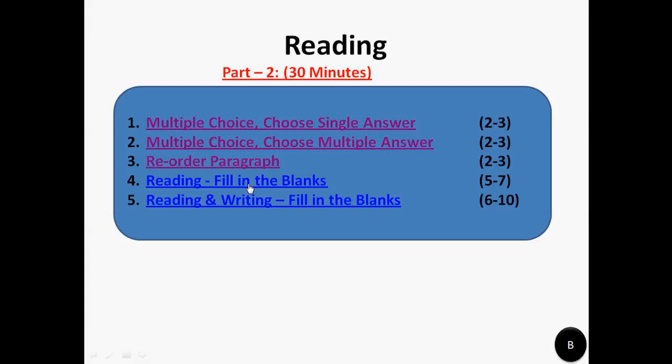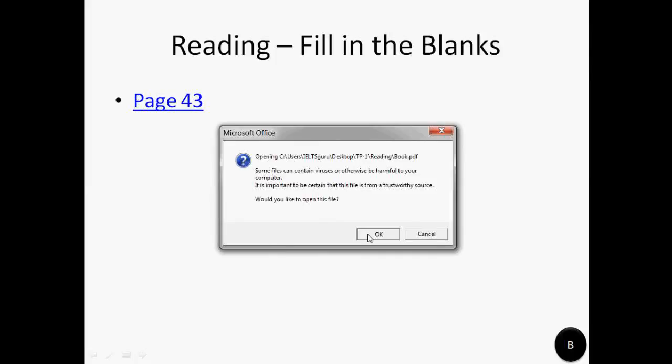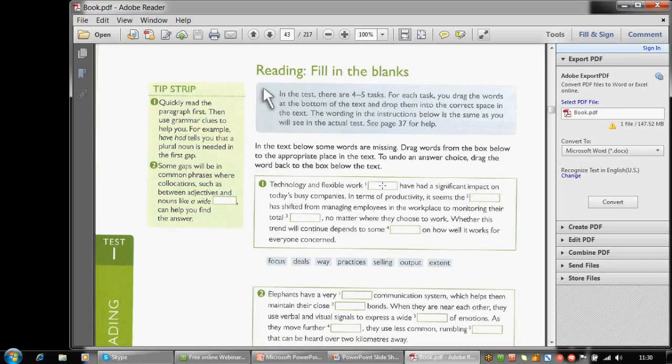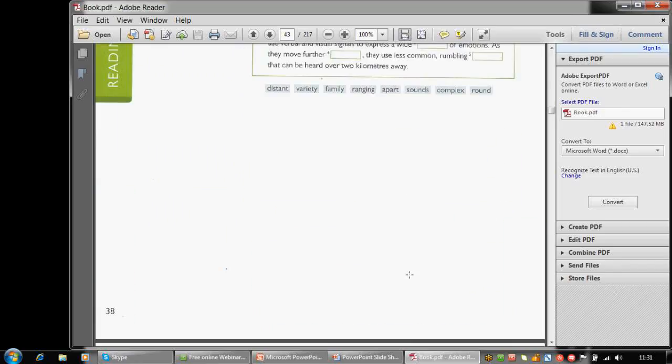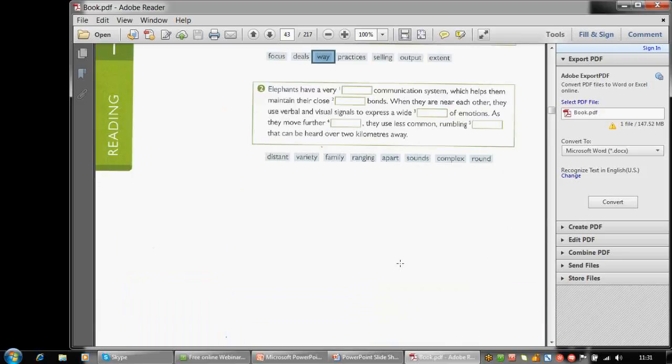Okay, so what do you have in fill in the blanks? Let us check this. Let's see this on page number 43. You can find this is what you have, fill in the blanks. You need to just drag the options, the answers which are given at the bottom, and drop them into the blank box. So what if my answer is wrong? I can just drag it and drop it back, or I can drop it into the other text box. Here you can see 4 plus 5 plus 5 plus 5. That's it. So altogether 4 questions, and that's around 19.